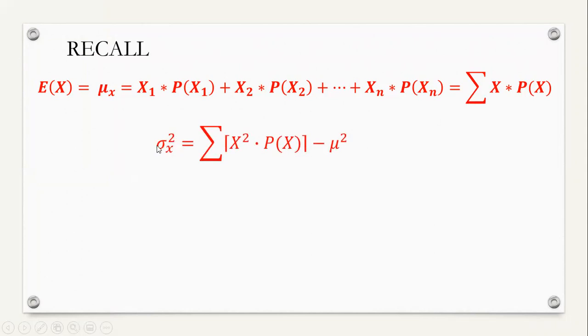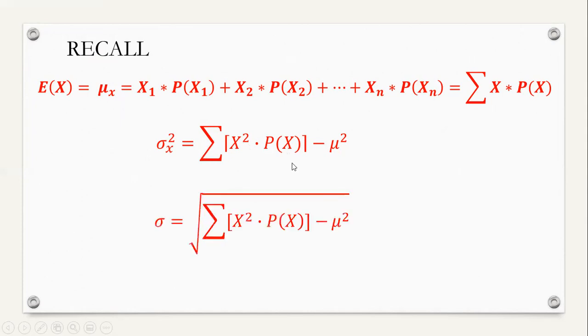Sigma squared is the symbol used for the variance. To compute for the variance, we have the formula: summation of the quantity X squared times its probability, minus the square of the expected mean. And for the standard deviation, just get the square root of this and you'll have the value for your standard deviation. So these are the three formulas that you really need to remember in order for you to solve problems for this week's discussion.